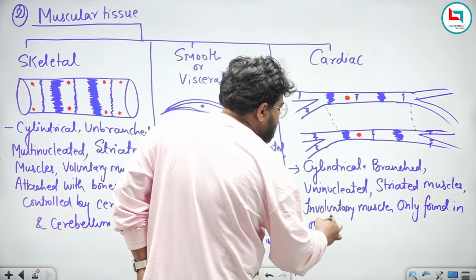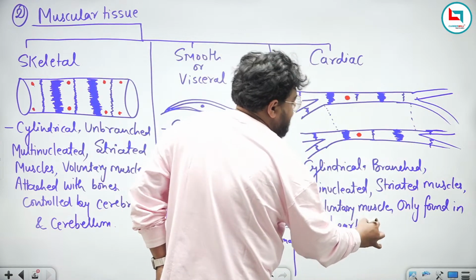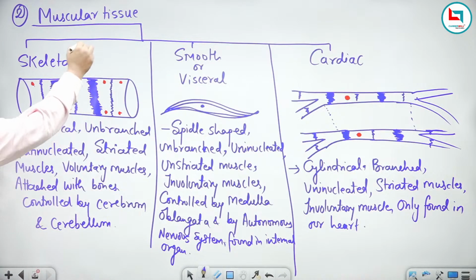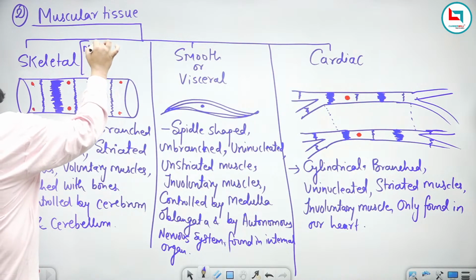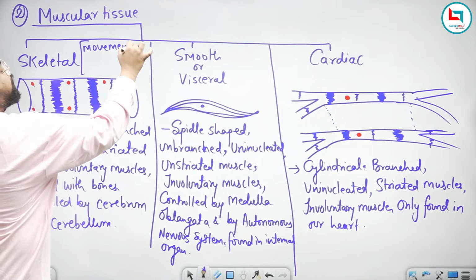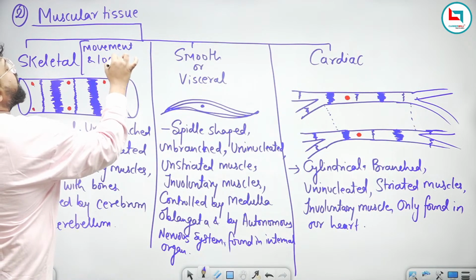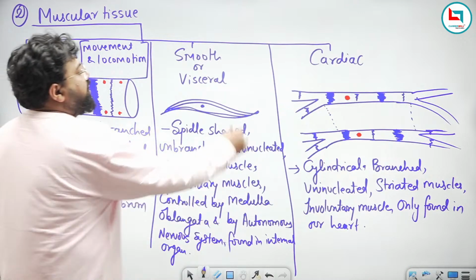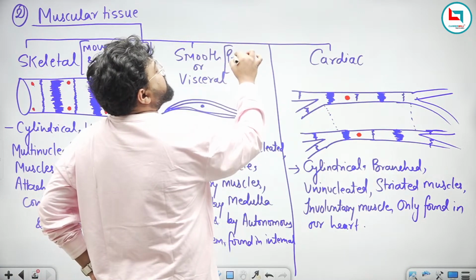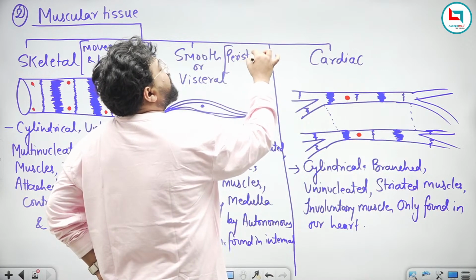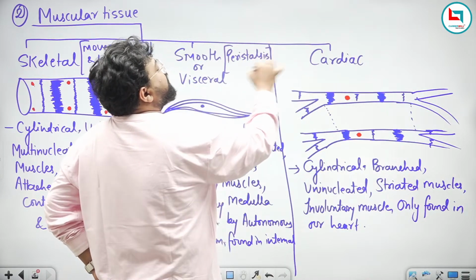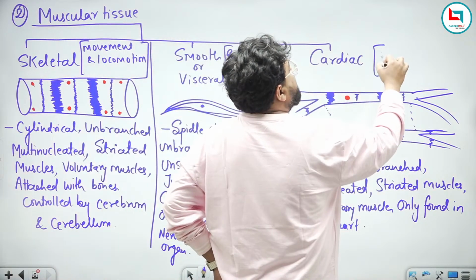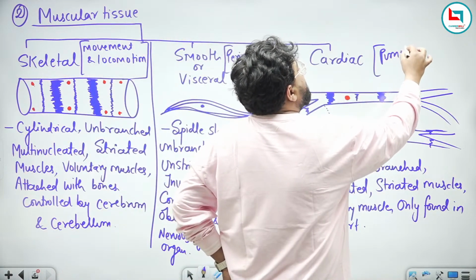So these are different types of muscle. Now the function of skeletal muscle is movement. It helps in movement and locomotion of the body. The function of smooth muscle is peristalsis, which is the repetitive contraction and relaxation of an organ to perform some function, and the function of cardiac muscle is pumping of the heart.